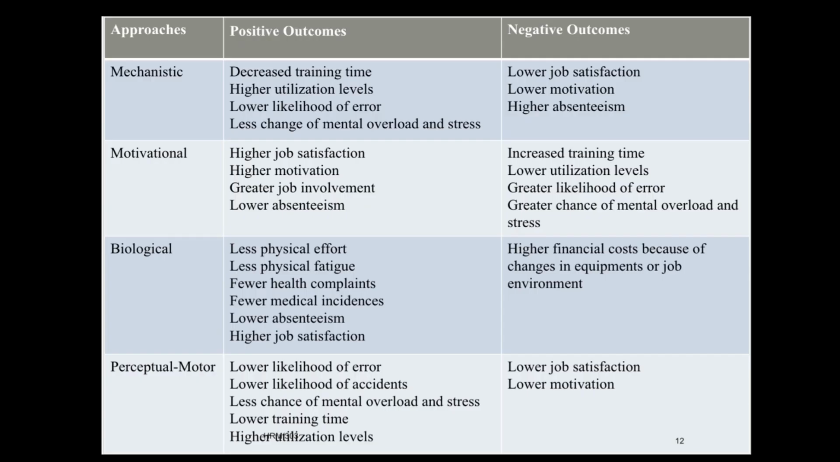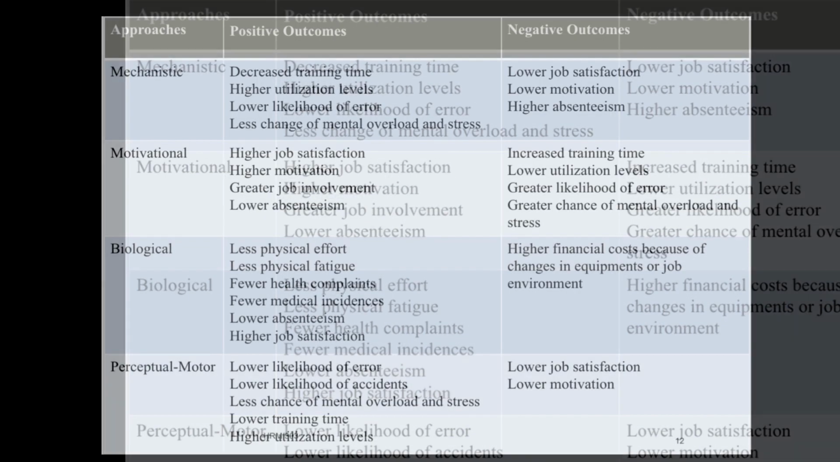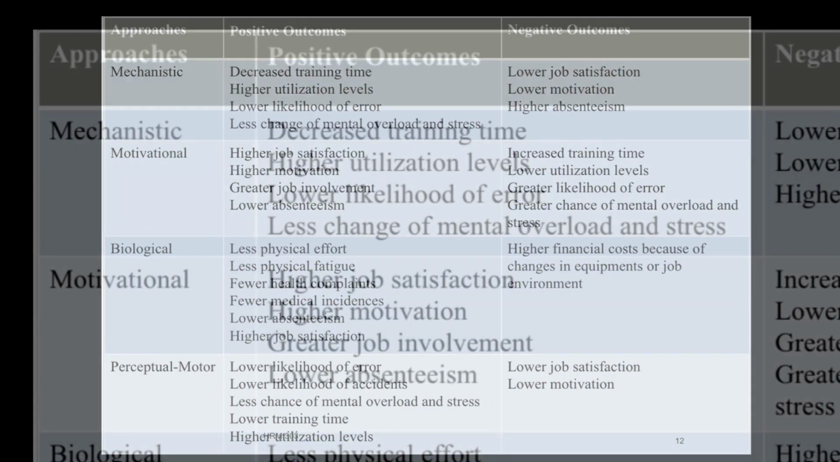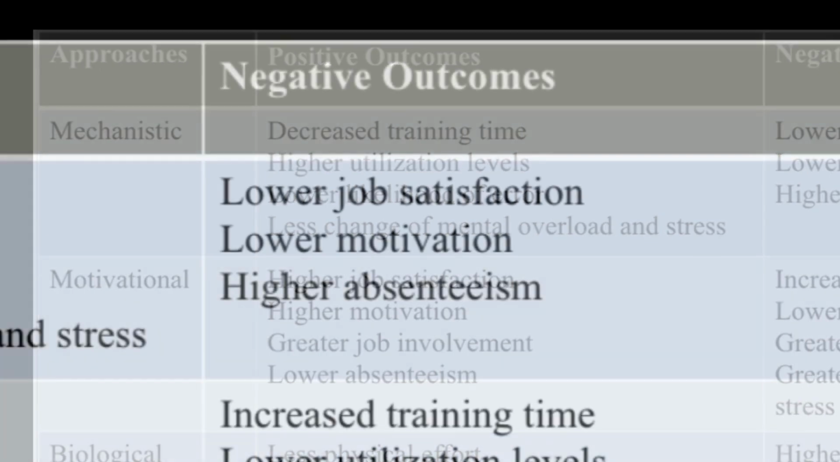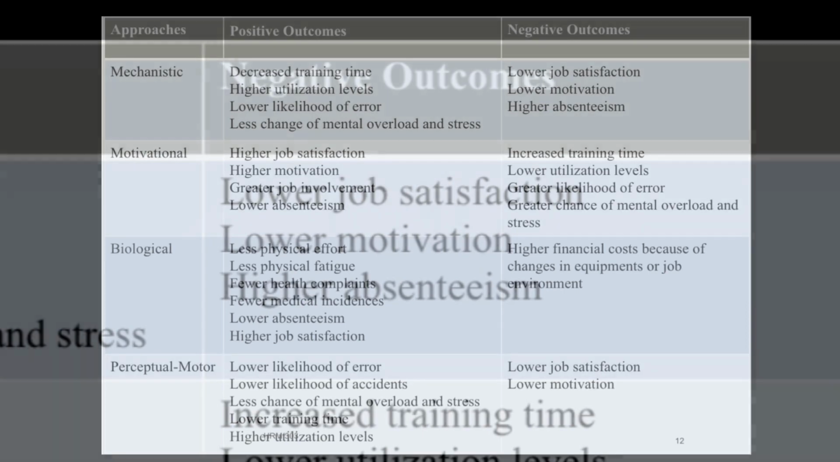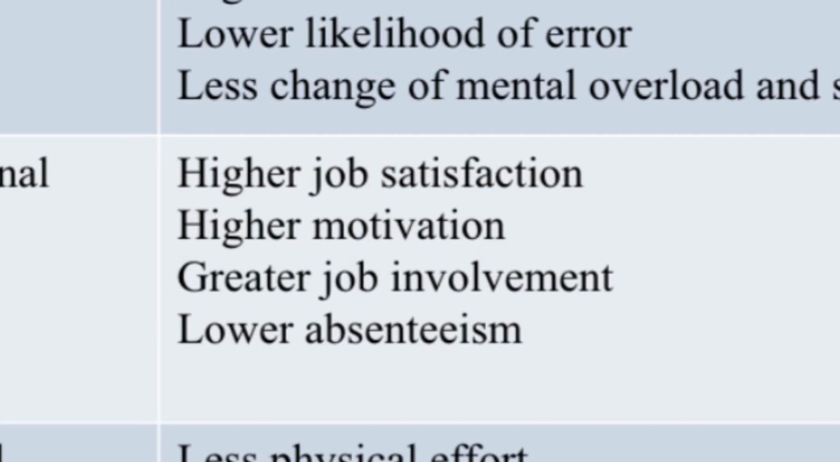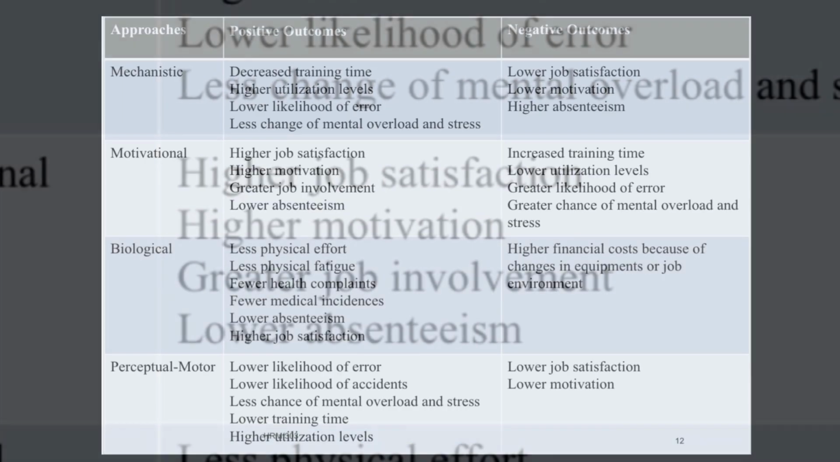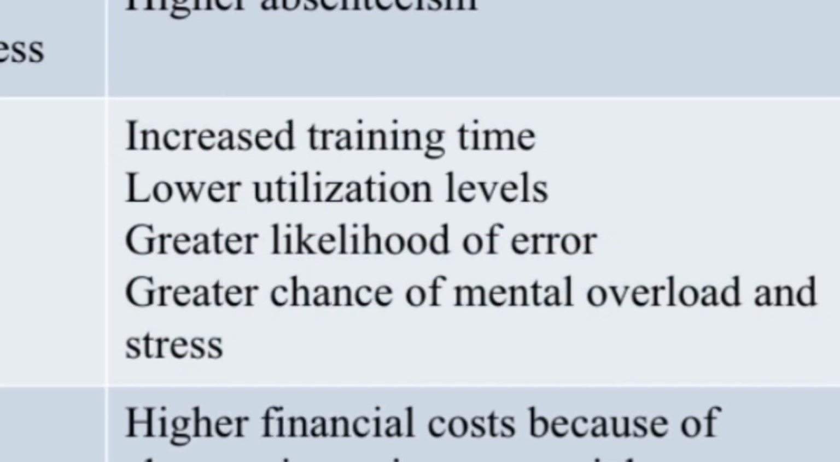Okay, so in summary, these are the four approaches: mechanistic, motivational, biological, and perceptual. The positive outcome of mechanistic is decrease in training time, higher utilization levels, lower likelihood of error, less chance of mental overload and stress. The negative outcome is lower job satisfaction, lower motivation, and higher absenteeism. For motivational, the positive outcomes are higher job satisfaction, higher motivation, greater job involvement, and lower absenteeism. The negative outcomes are increased training time, lower utilization levels, greater likelihood of error, greater chance of mental overload and stress.